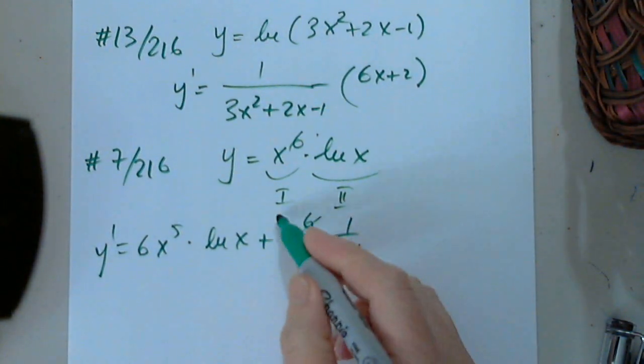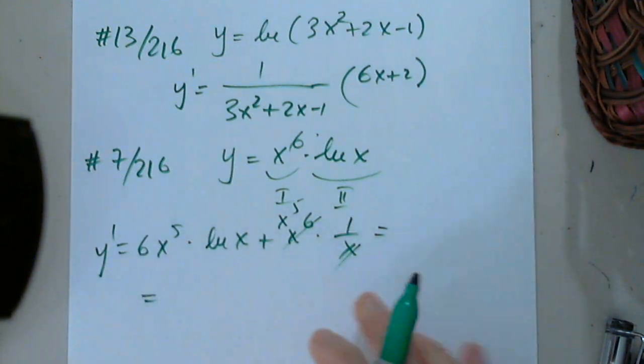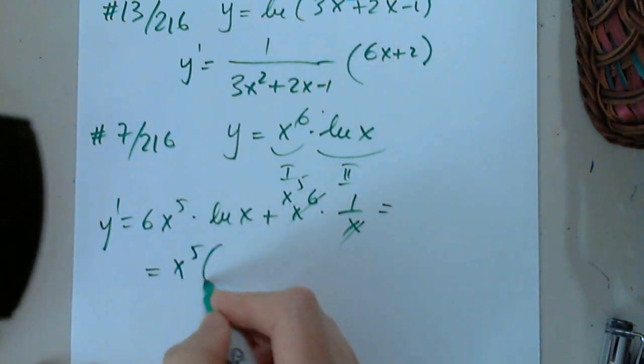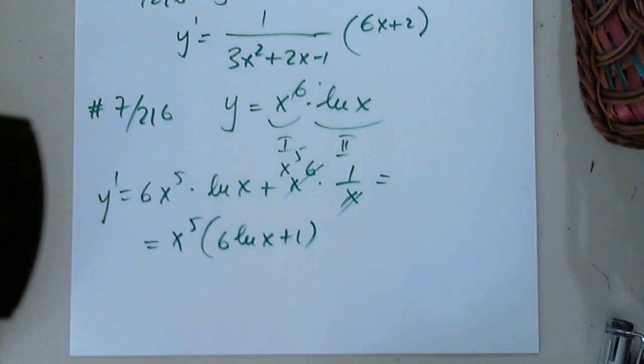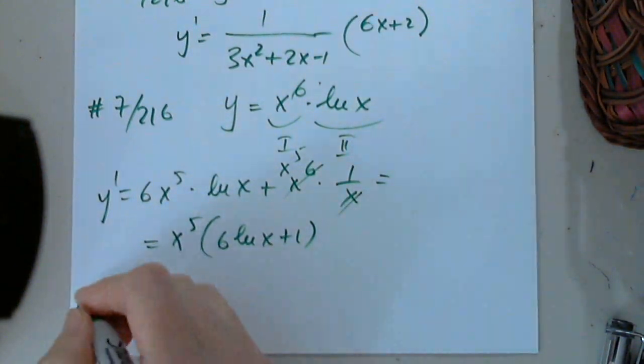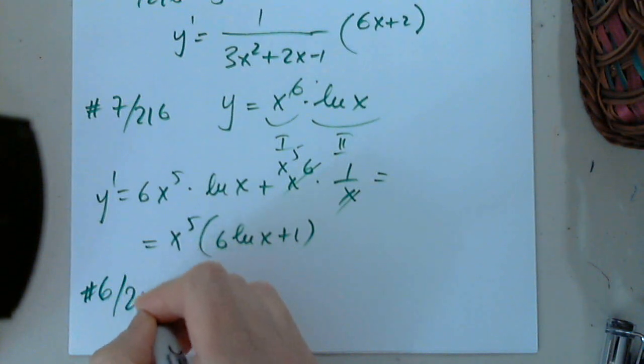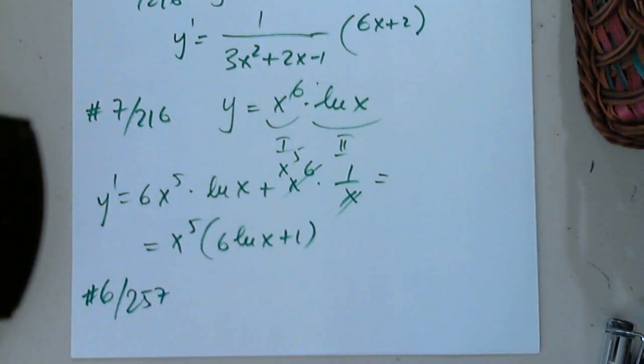I will simplify and I get x to the 5th. I will factor out x to the 5th from both, and I get 6 natural log x plus 1. And that was 7. And now let's look at 6 on page 257.